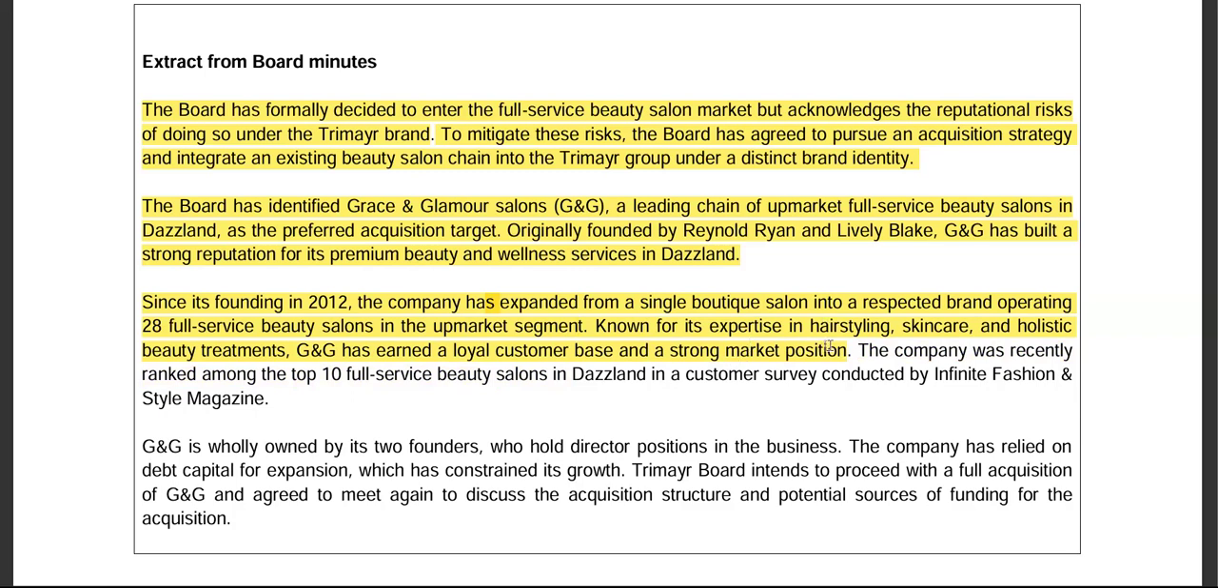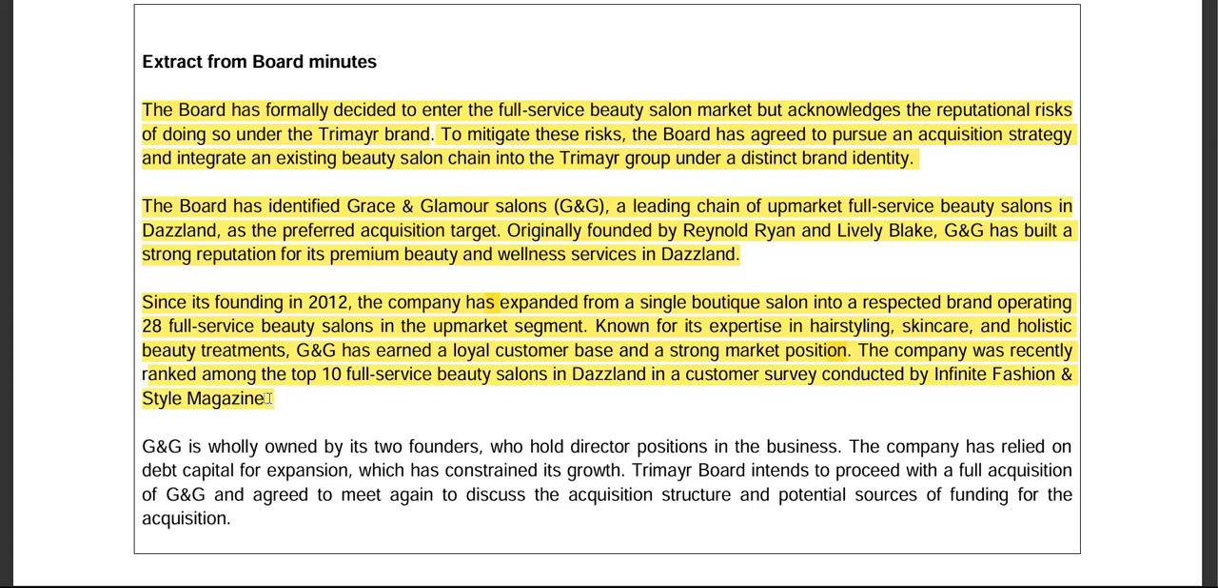The company was recently ranked among the top 10 full-service beauty salons in Dazzleland in a customer survey conducted by Infinite Fashion and Style magazine. So we have further good news about the company. And it raises the concern, when the company is performing so well, would the owners be prepared to sell? So there is definitely a reason why the examiner is giving us so much positive information about the company.